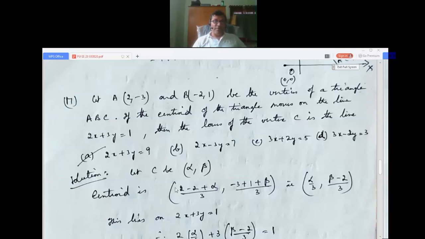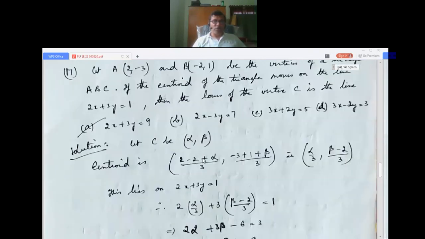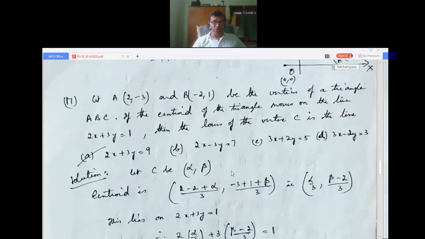Let C be (alpha, beta). The centroid will be ((x1 plus x2 plus x3) by 3, (y1 plus y2 plus y3) by 3). I hope you understood the question. If the centroid of the triangle is always on this line, what is the locus of the point C, the vertex C, for the centroid to be on the line?